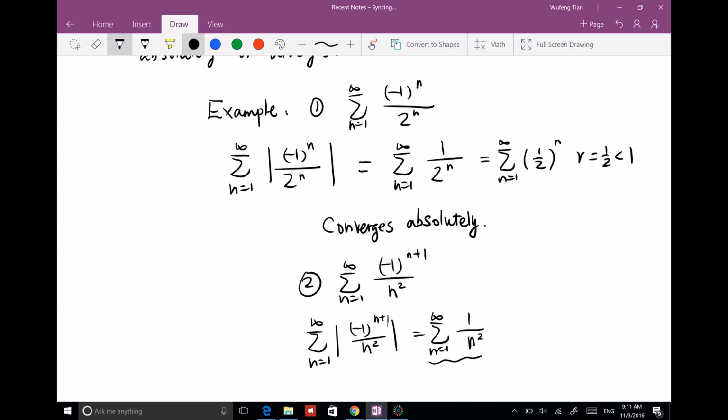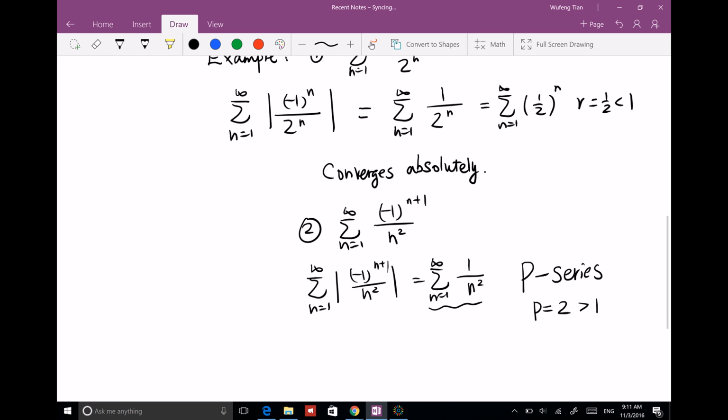Using an integral test. Integral test is okay, and also the easiest one is p series. P series, p equals 2, bigger than 1. Okay. So P series, we know this converges. Very good. Your answer is perfect, right?